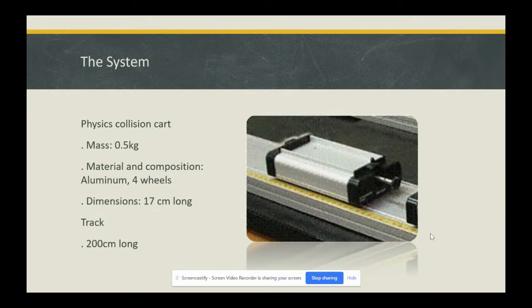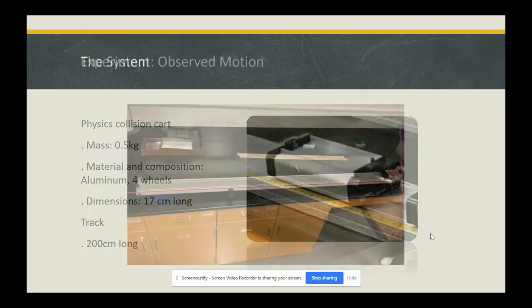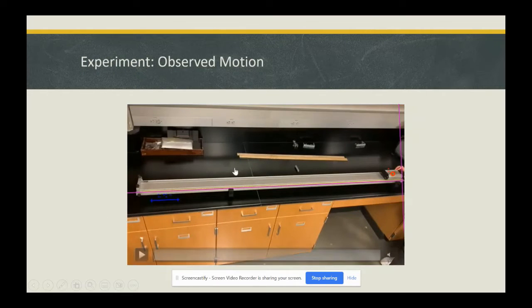For the experiment, our system consists of a physics collision cart that has a mass of 0.5 kilograms, is made of aluminum, and has four wheels. It is 17 centimeters long and follows a track of 200 centimeters. And this is a video of our experiment.